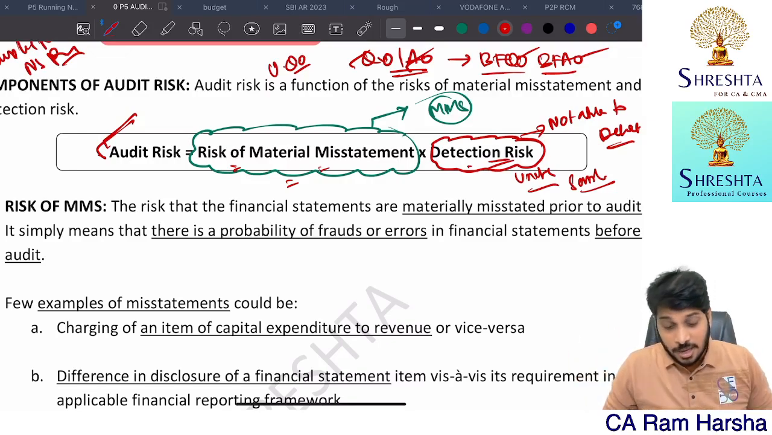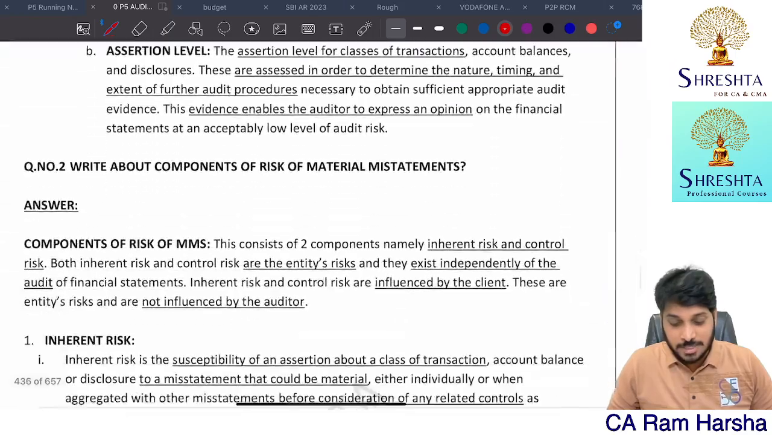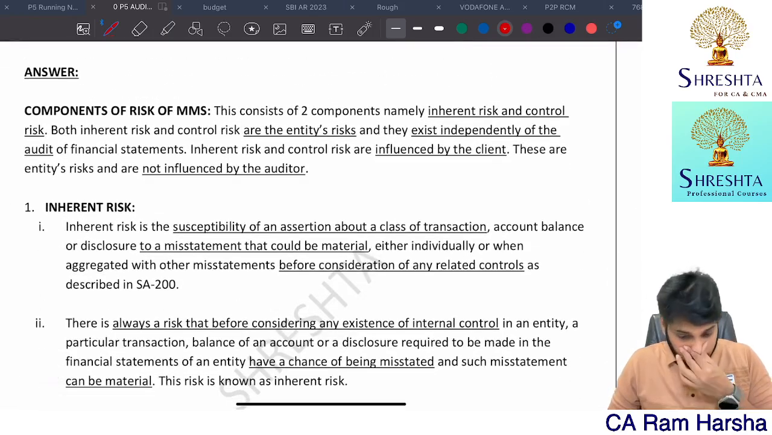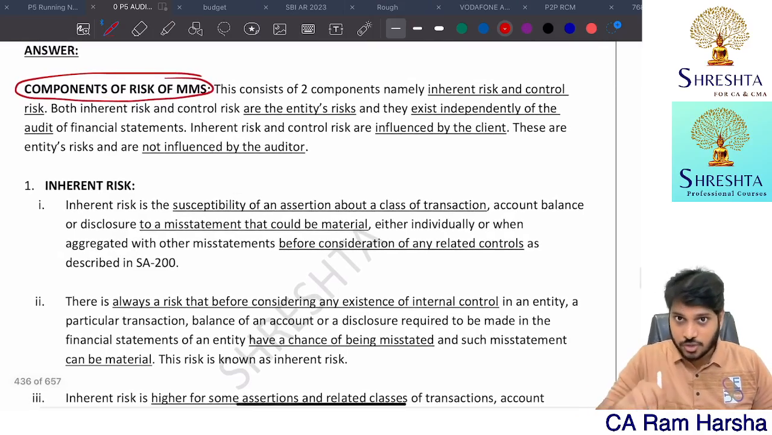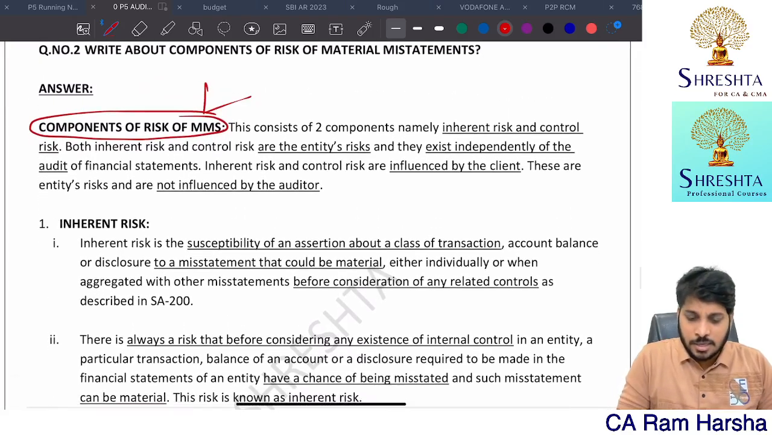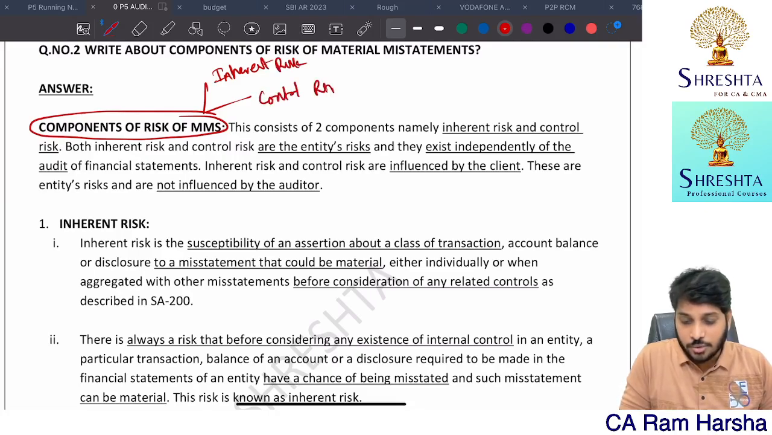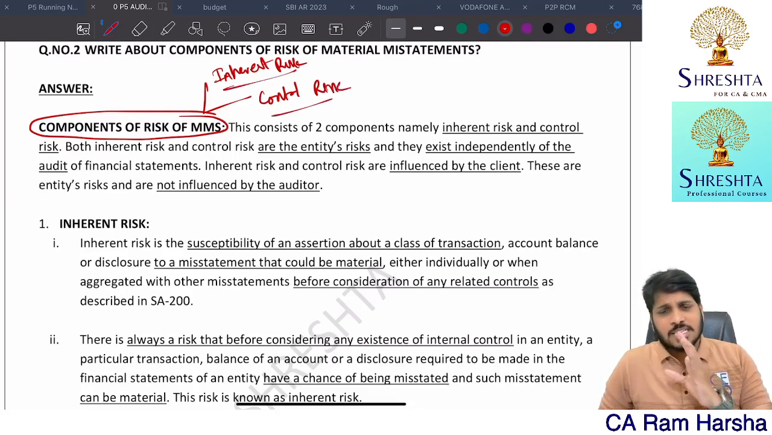Able to understand? So what is risk of MMS? Risk of material misstatement is again divided into two types, the components of risk of material misstatements. Why will financial statements have a material misstatement? Inherent risk, and another one is called control risk. Why is there a risk of MMS?